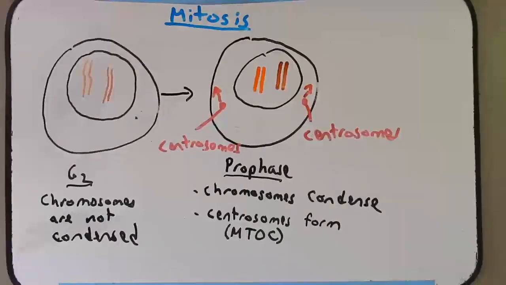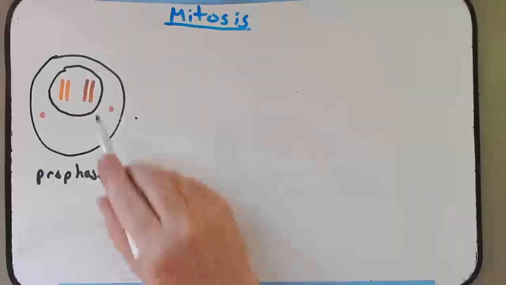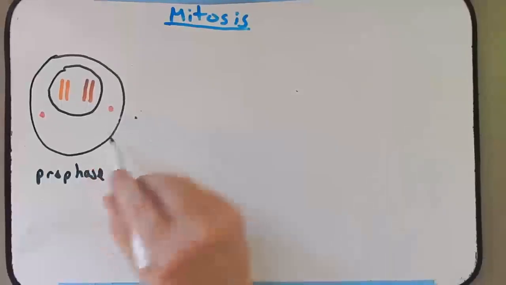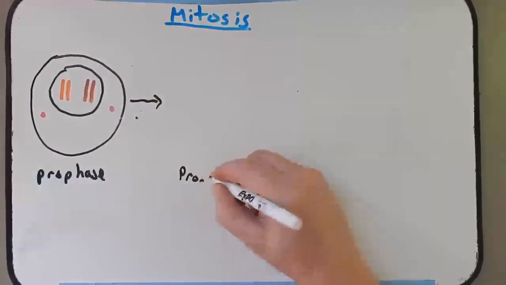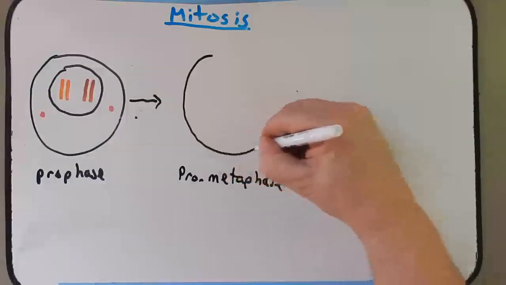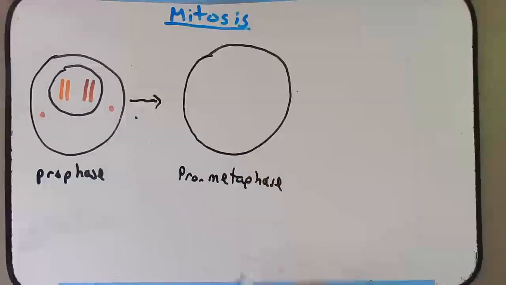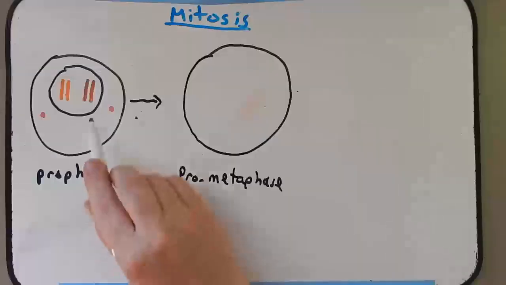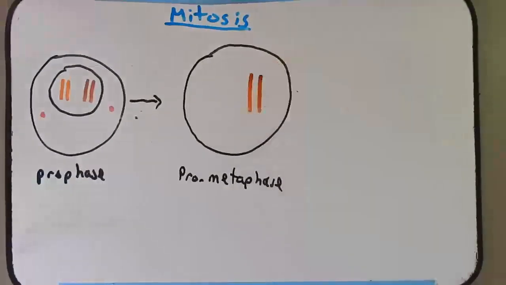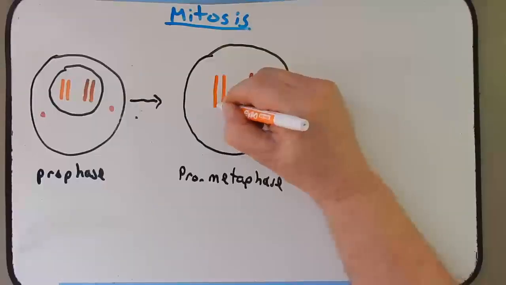Okay, now we're ready to move to prometaphase. Okay, I redrew prophase here just so we could follow it as we look at prometaphase. In prometaphase, some of the main things that happen is that this nuclear envelope begins to break down. So as this nuclear envelope breaks down, these chromosomes are now in the cytosol.